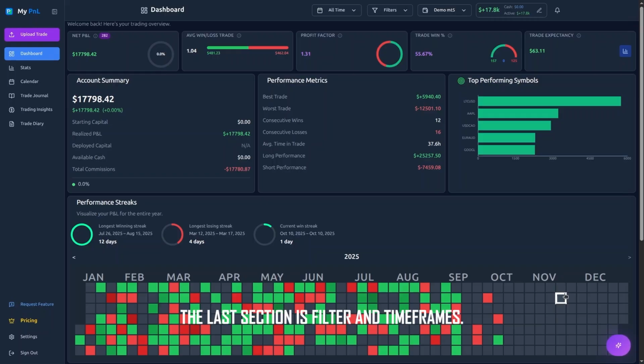The last section is filter and time frames. At the top of the dashboard, you can also apply filters and select time ranges like daily, weekly, monthly, or all time, to analyze specific periods or strategies. This makes it incredibly flexible for both short term and long term trades.